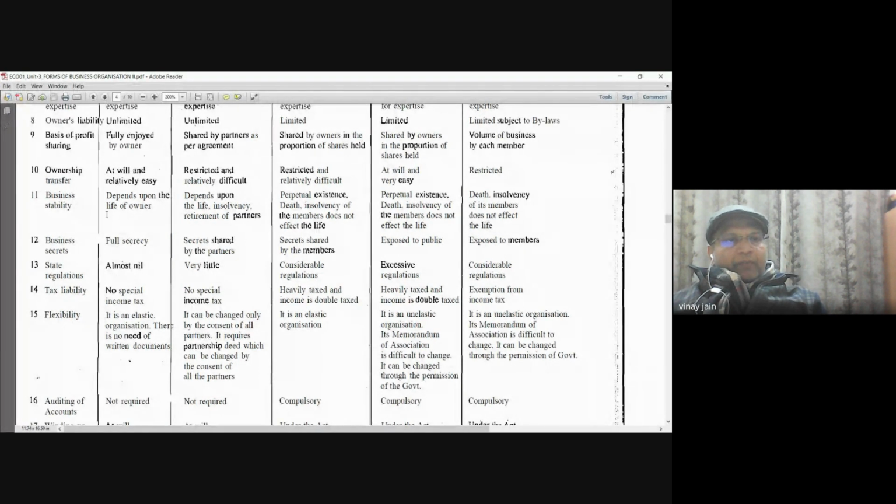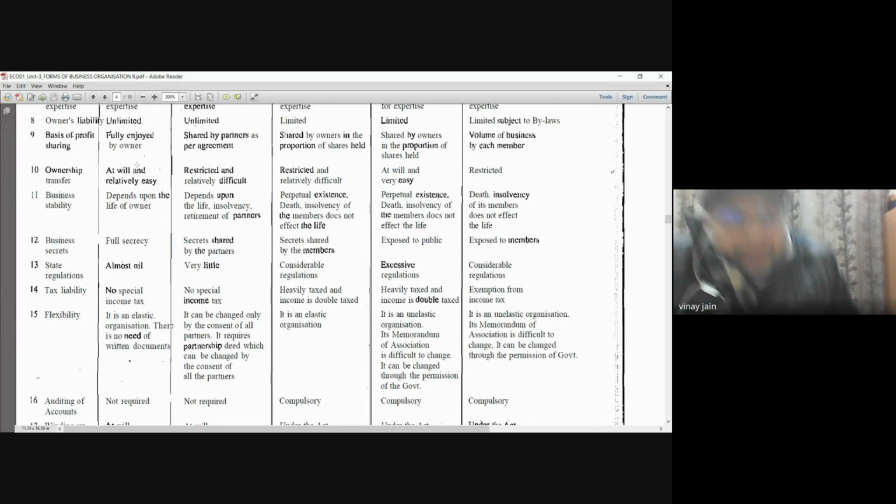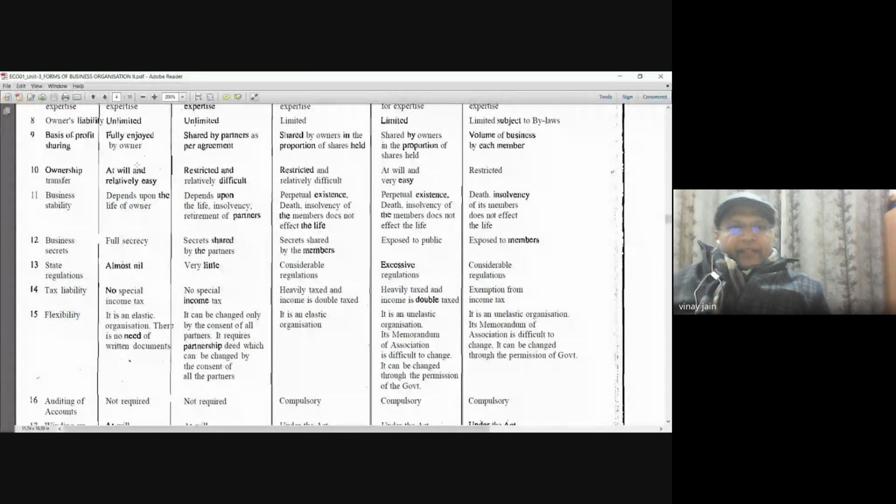Then basis for profit sharing: it is fully enjoyed by the owner, shared by partners, shared by owners in the proportion of shares held, shared by owners in the proportion of shares held, and volume of business by each member. The 10th point says about the ownership transfers. So at will and relatively easy, restricted and relatively difficult. Here also, restricted and relatively difficult, at will and very easy, and here it is restricted.